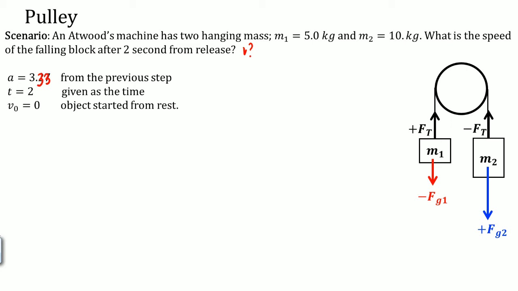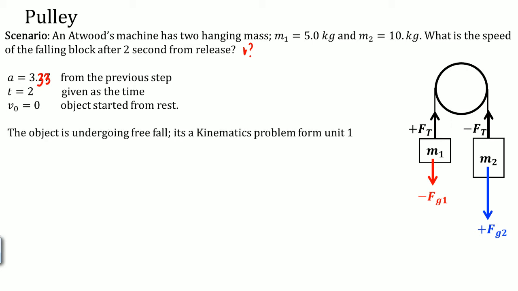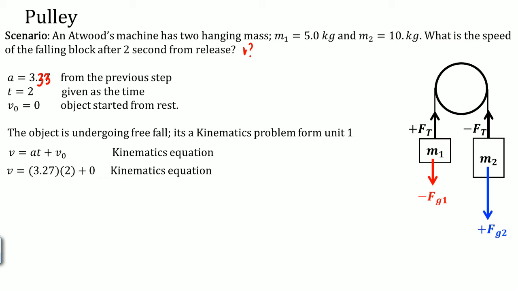This should remind you to use a kinematics equation because this object is just undergoing free fall. So it's a kinematics equation. I'm going to use the classic kinematics: V equals AT plus V naught. That is your linear equation for it. Make the substitution in here.